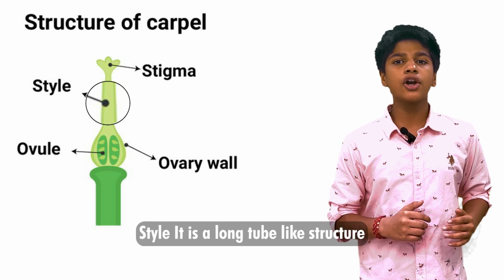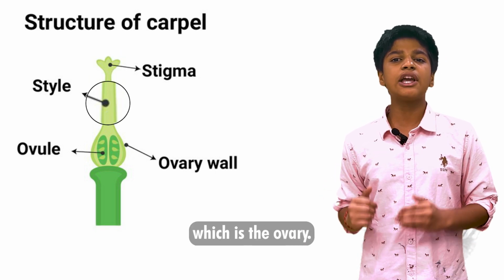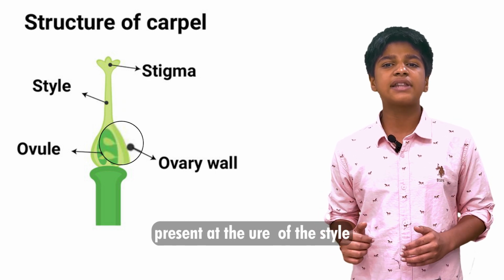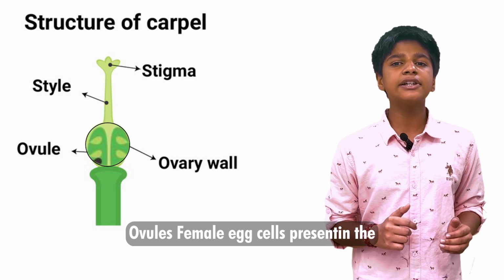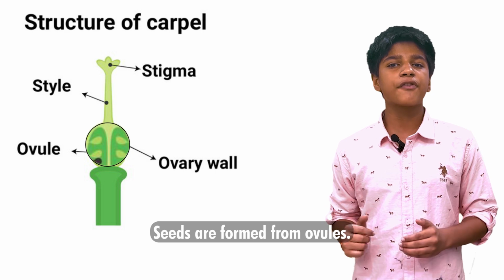Style. It is a long tube-like structure that connects the stigma to the basal part, which is the ovary. Ovary. A bulb-like structure present at the base of the style is known as the ovary. Ovules. Female egg cells present in the ovary are known as ovules. Seeds are formed from ovules.